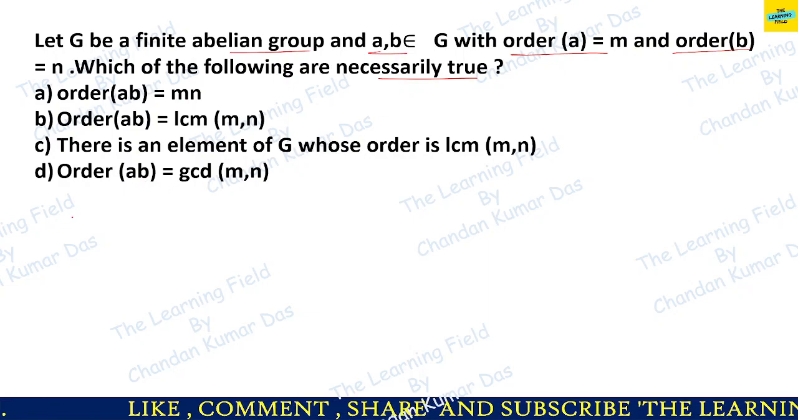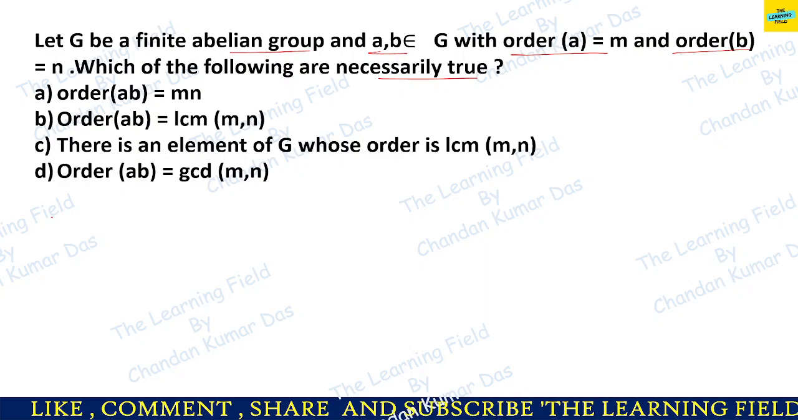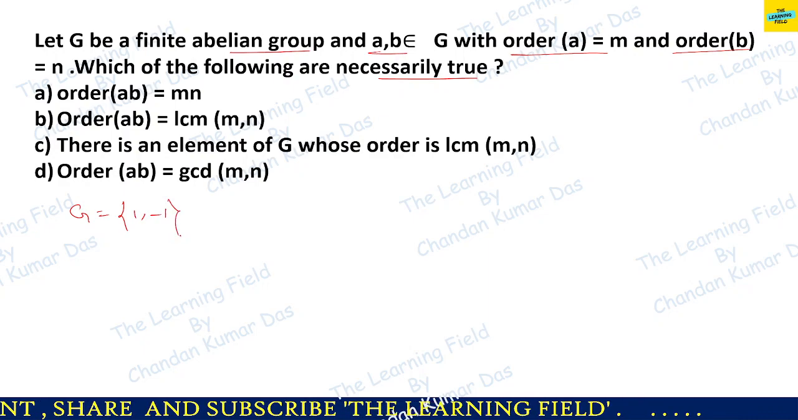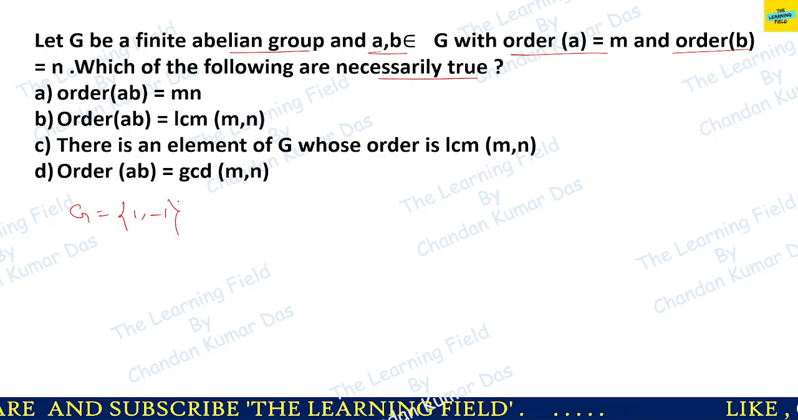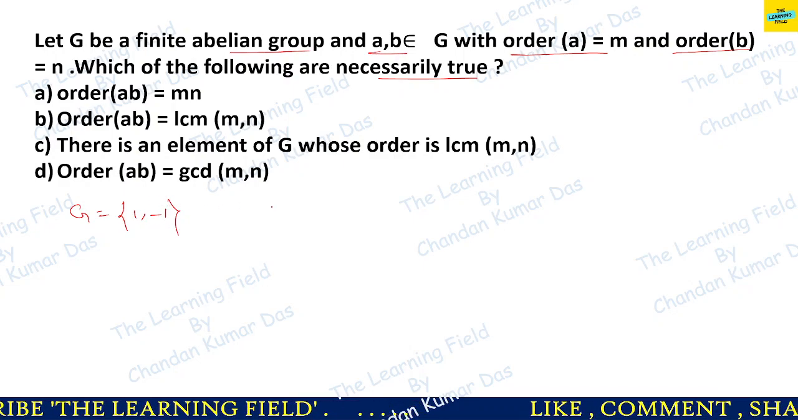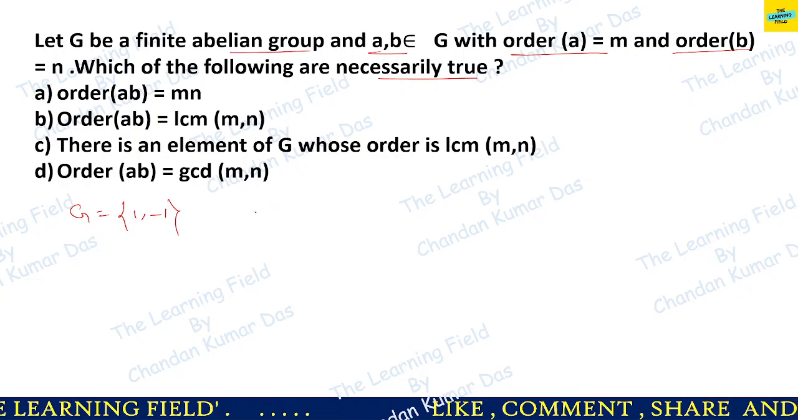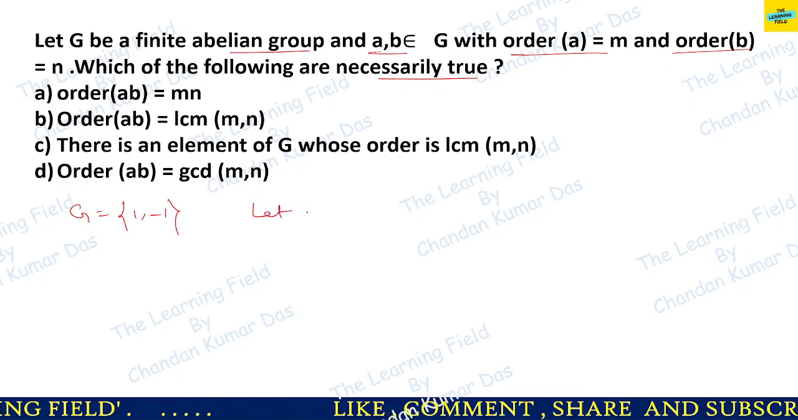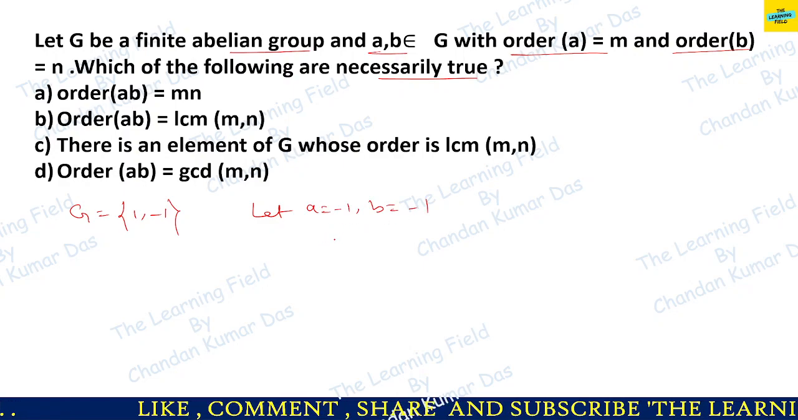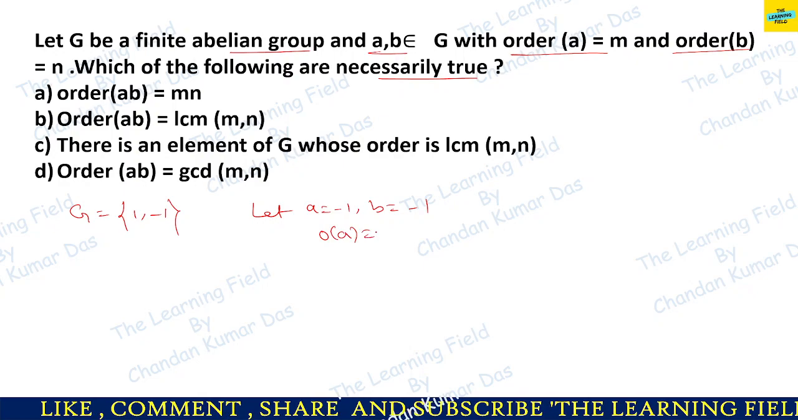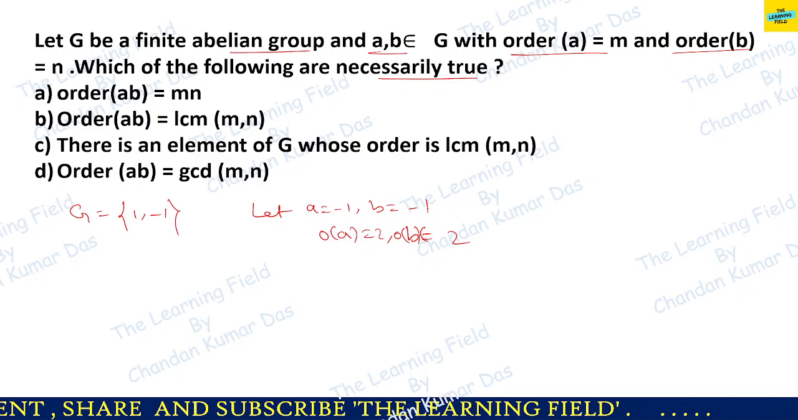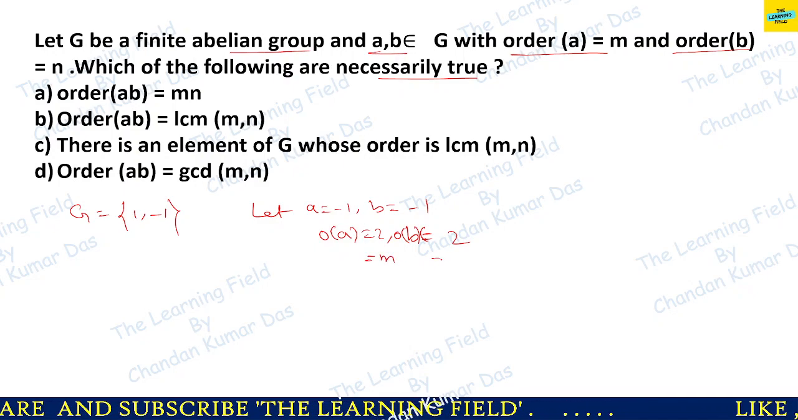Okay, so first option, how can we solve these questions? Suppose we take G as a group under multiplication. If these two elements form a group, then what will the order of AB be? Suppose we take A equal to -1 and B also equal to -1. Then the order of A will be 2, and similarly the order of B will also be 2. So this is equal to, suppose, M, and this is equal to, suppose, N.